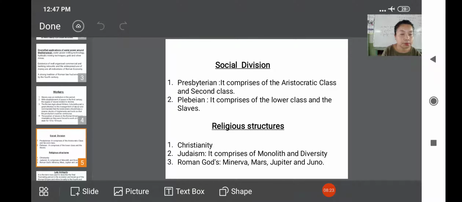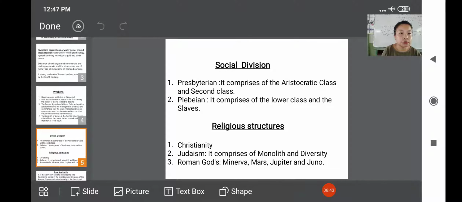So in the social division, we have mainly two types: Presbyterian and plebeian. Presbyterian is again subdivided into aristocratic class and second class. Plebeian is divided again into two: lower class and the slaves.